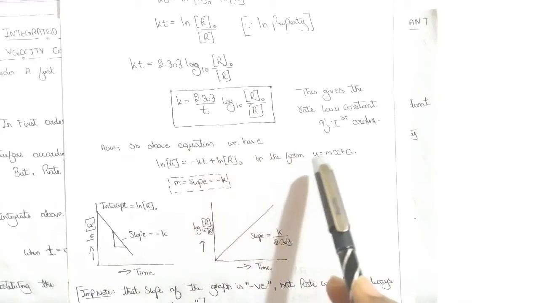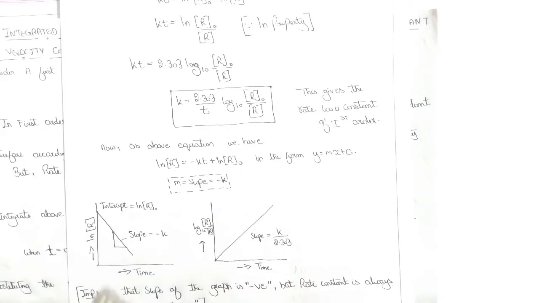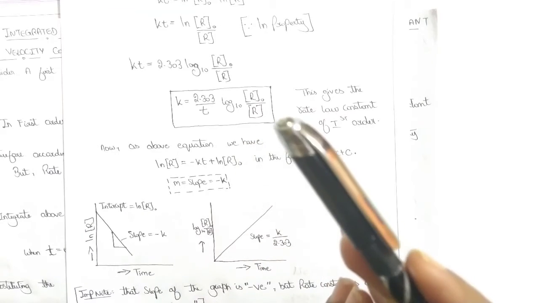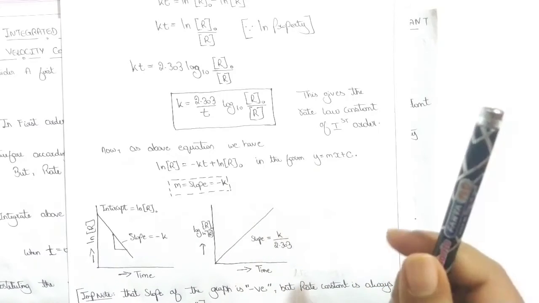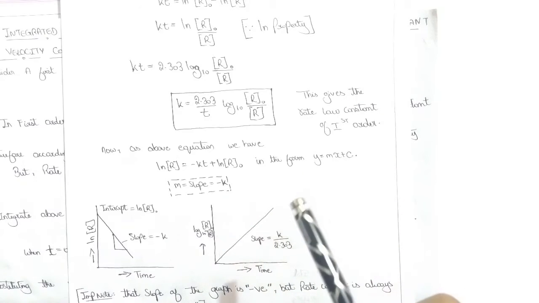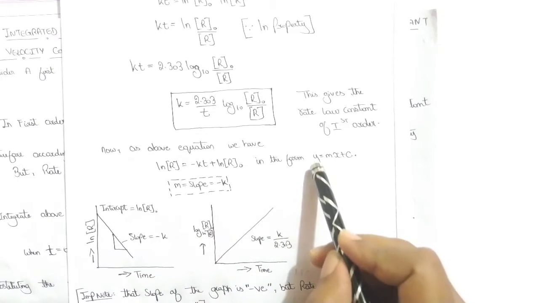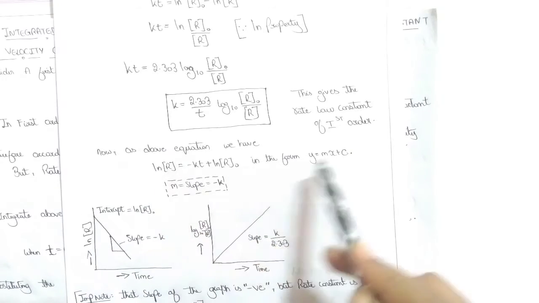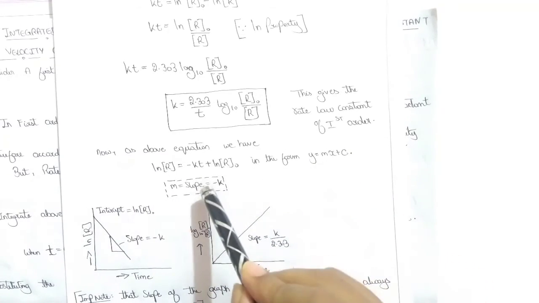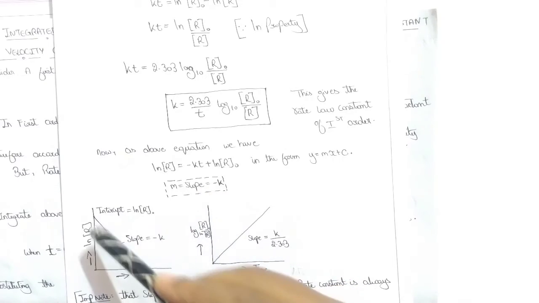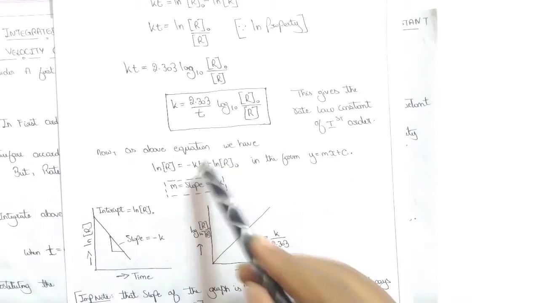Now we can see the graph here. Just compare these two terms. There is nothing else you need to remember. Just by comparing, you will get y, x, slope, everything. This will be helpful for your CET or any competitive exams. You need not remember everything. Y is ln R, m is equal to negative k, which is the slope, and x is t.